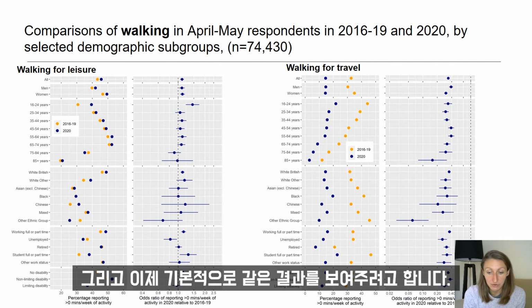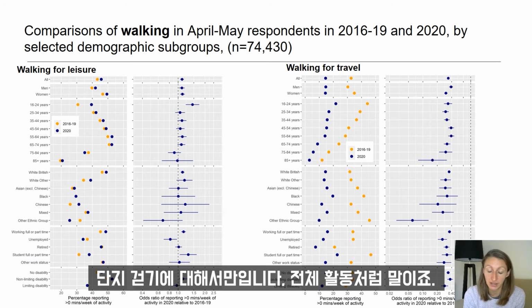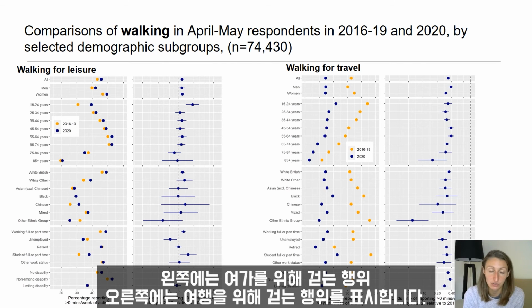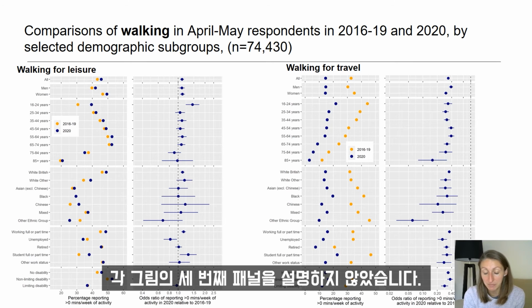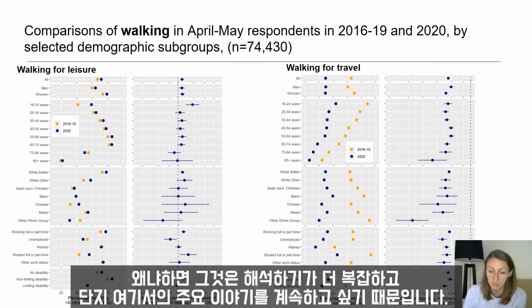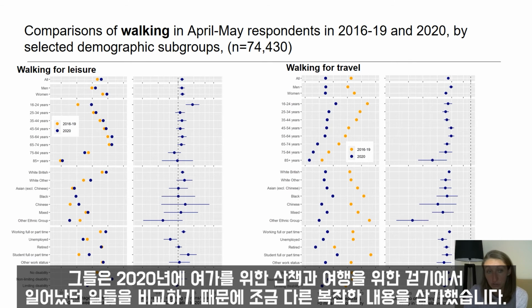I'm now going to show you essentially the same results, but for walking only as opposed to total activity. So on the left, we've got walking for leisure, and on the right, we've got walking for travel. I've missed out the third panel on each of the figures just because that's more complex to interpret, and just want to keep to the main story here, because they're kind of contrasting as to what's happened in walking for leisure and walking for travel in 2020.